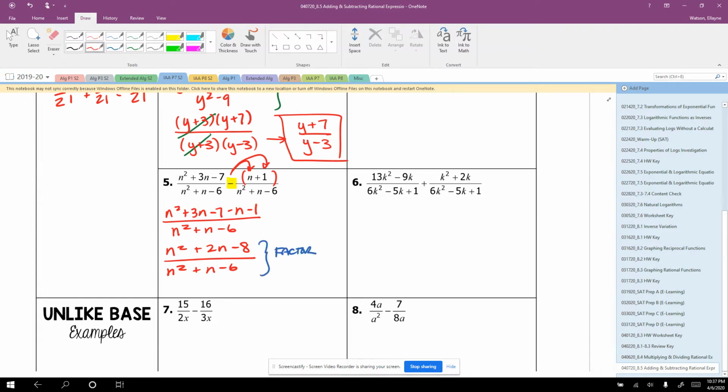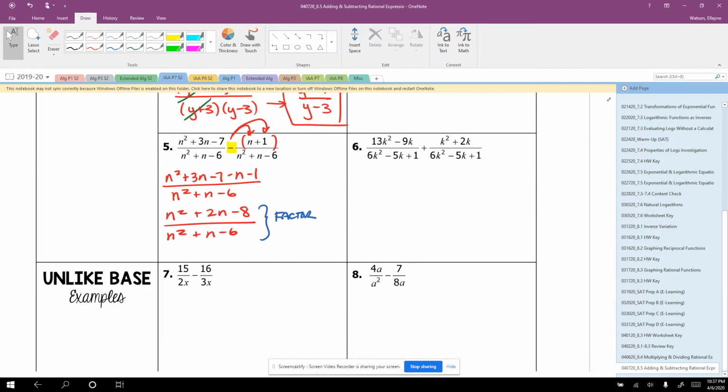And now let's factor to see if we have any common factors between the numerator and denominator. The top is going to factor to n plus 4 times n minus 2. The bottom is going to factor to n plus 3 times n minus 2. We have a common factor in n minus 2, which cancels out. What are we left with? n plus 4 divided by n plus 3.